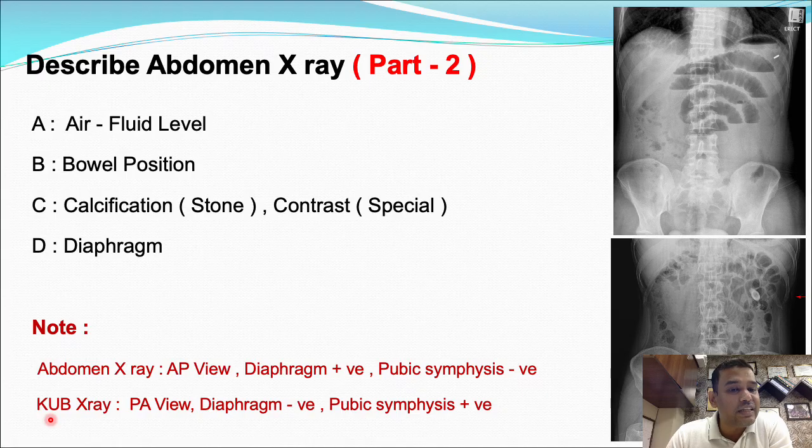Whereas in an X-ray KUB region, the view is PA view, that is posterior anterior view. The X-rays are exposed from the posterior to the anterior. The diaphragm is not a must. You may not be able to appreciate the diaphragm in an X-ray KUB, but the pubic symphysis has to be seen. You could see the pubic symphysis in this area, that has to be there. Only then will you call it an X-ray KUB region. Hope this point is very clear.